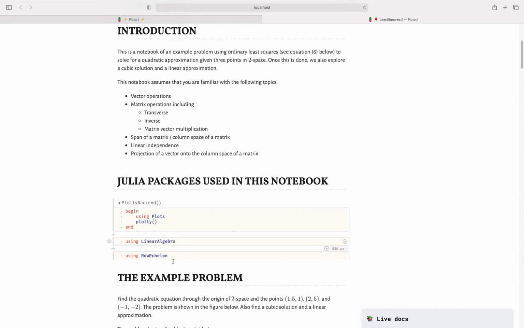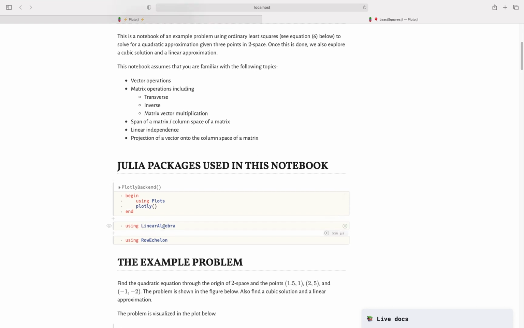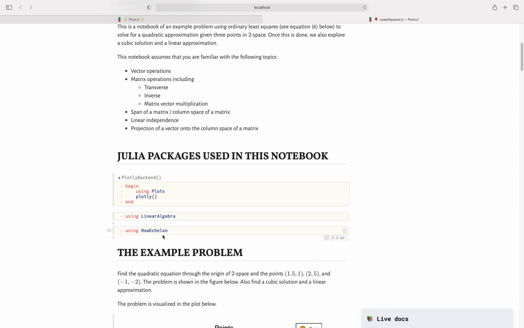So the Julia packages that we're going to use is the Plots package, and I'm using Plotly as my backend, as you can see here. There, I'm using the LinearAlgebra package or library that is part of Julia. And then also RowEchelon. So if you're going to set up your environment, also add or install the RowEchelon package.